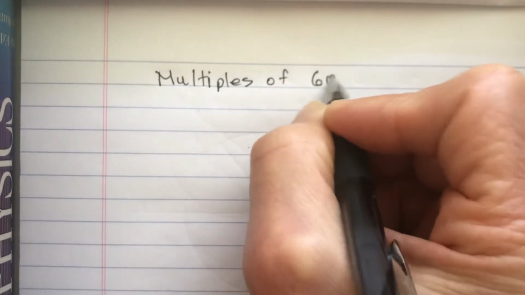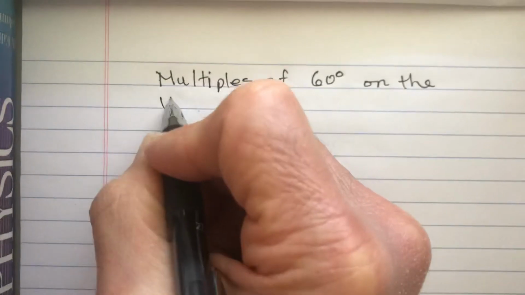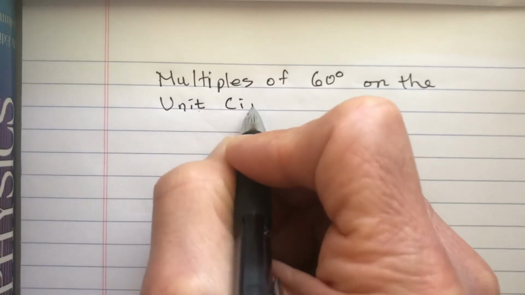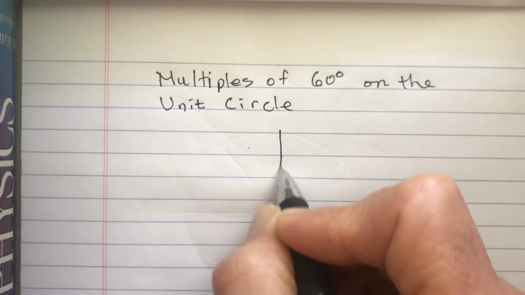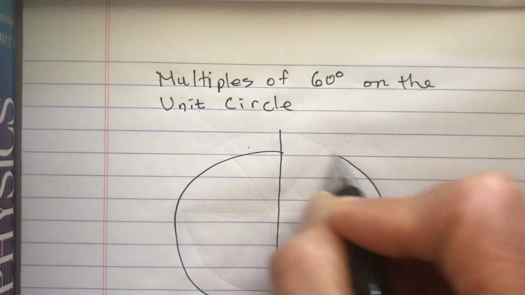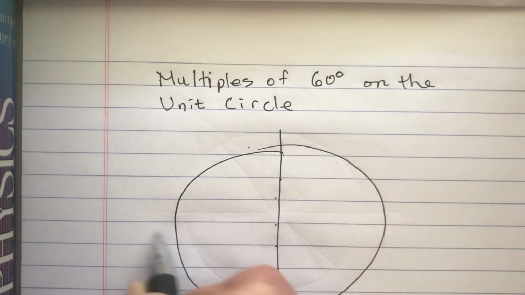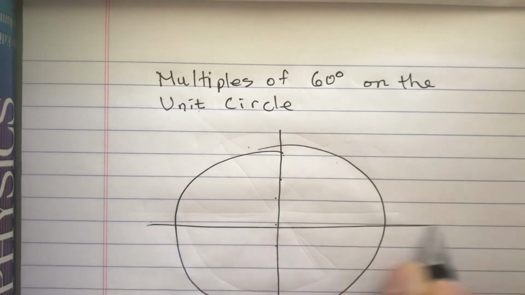Okay, in this video we're going to look at multiples of 60 degrees on the unit circle. Okay, so let's just try to roughly draw that.